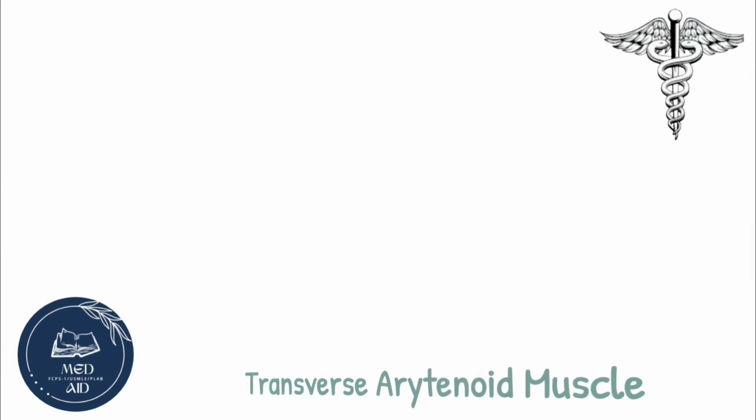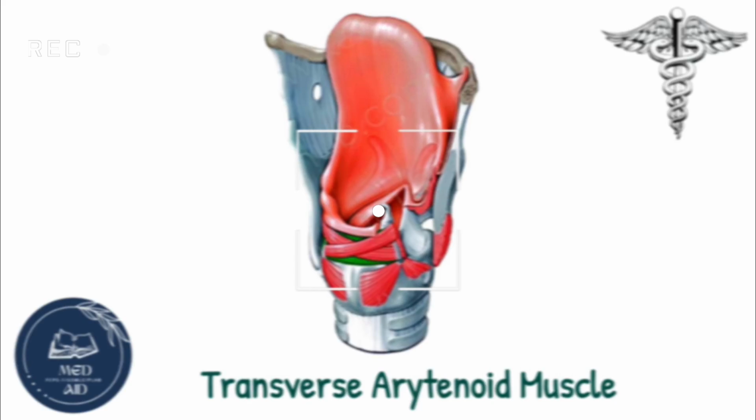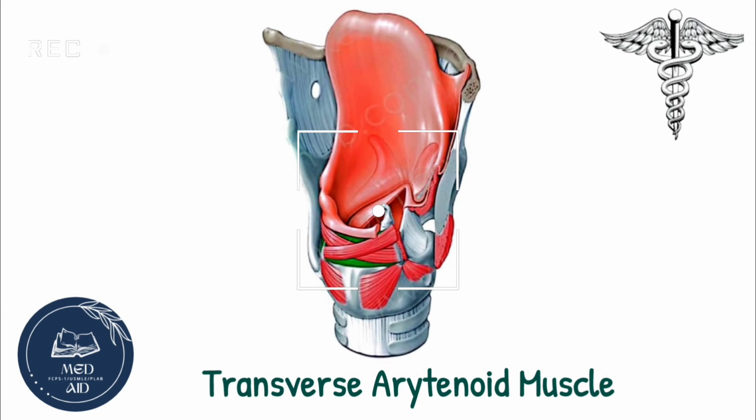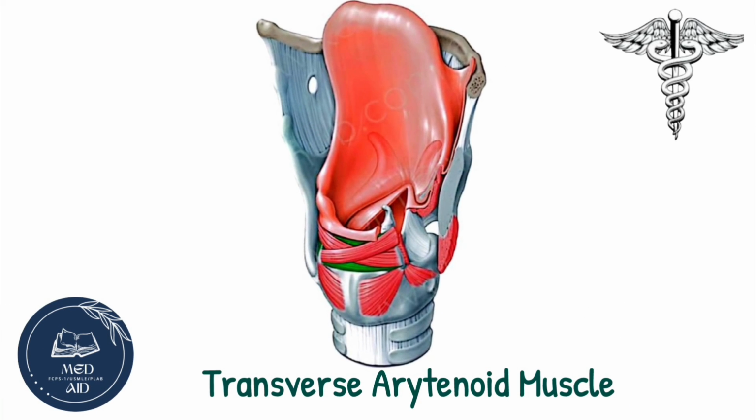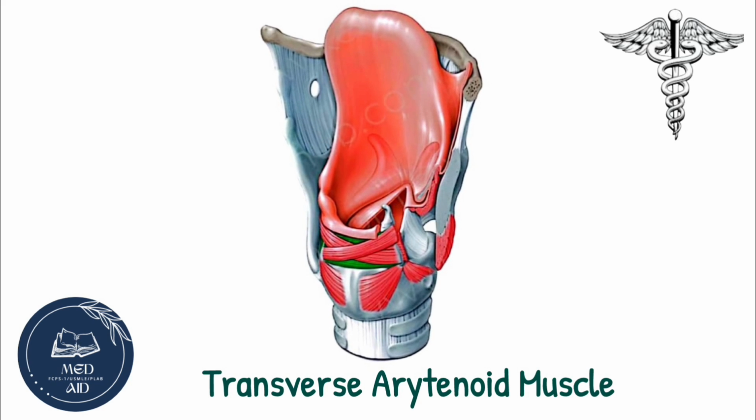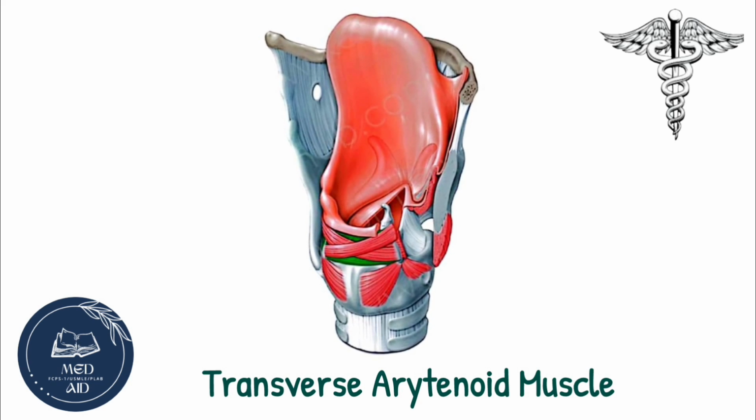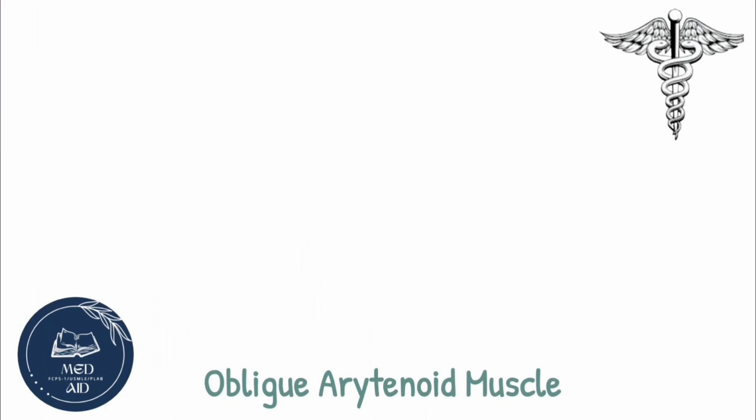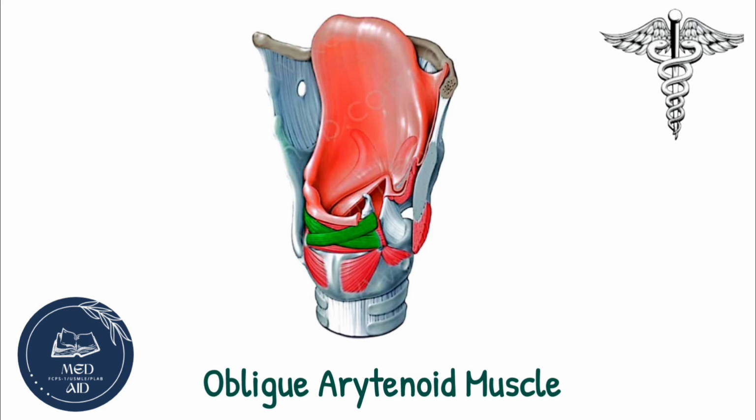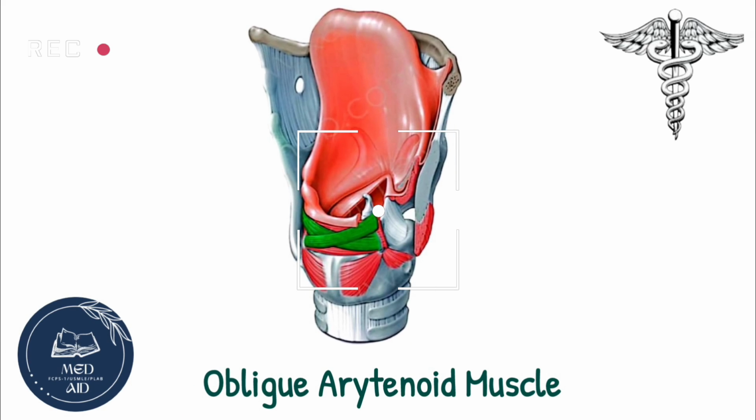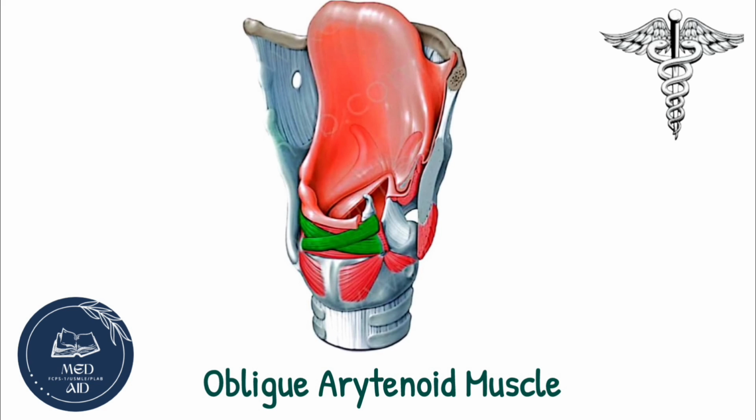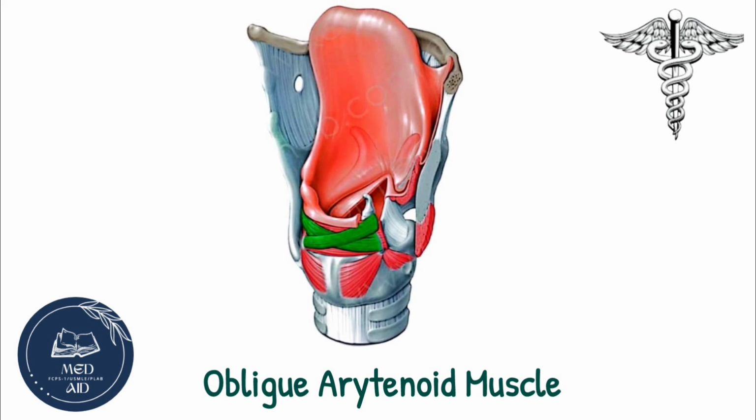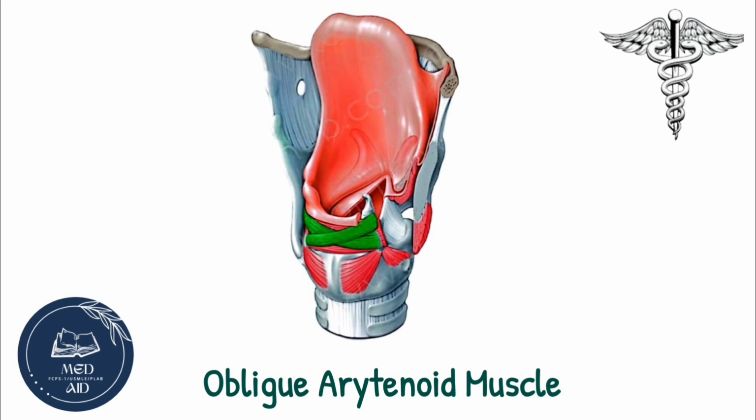The transverse arytenoid muscle shown in green color is located in the larynx and runs horizontally between the arytenoid cartilages. It plays a key role in adducting the vocal folds during phonation. The oblique arytenoid muscle is a small, paired muscle located in the larynx that runs diagonally between the arytenoid cartilages. It contributes to adduction of the vocal folds during phonation.